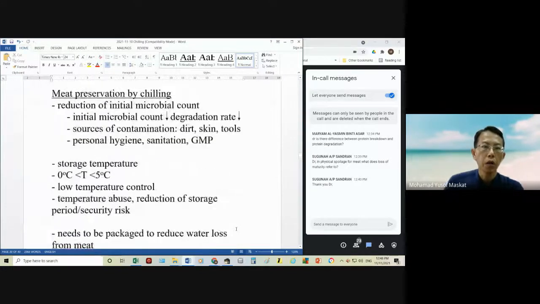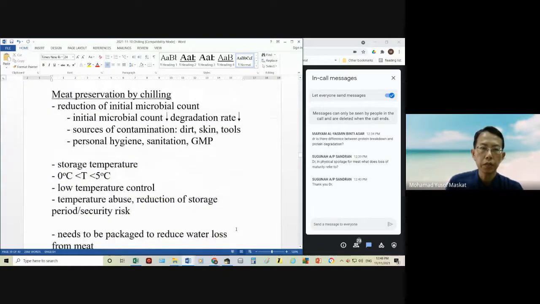So how do we preserve meats? By chilling. First and foremost, this is the most important aspect of any preservation method. Please remember this. It is not the method of preservation, but it is the reduction of initial microbial counts. Regardless of any preservation method, this is the most important step. Have to remember this.